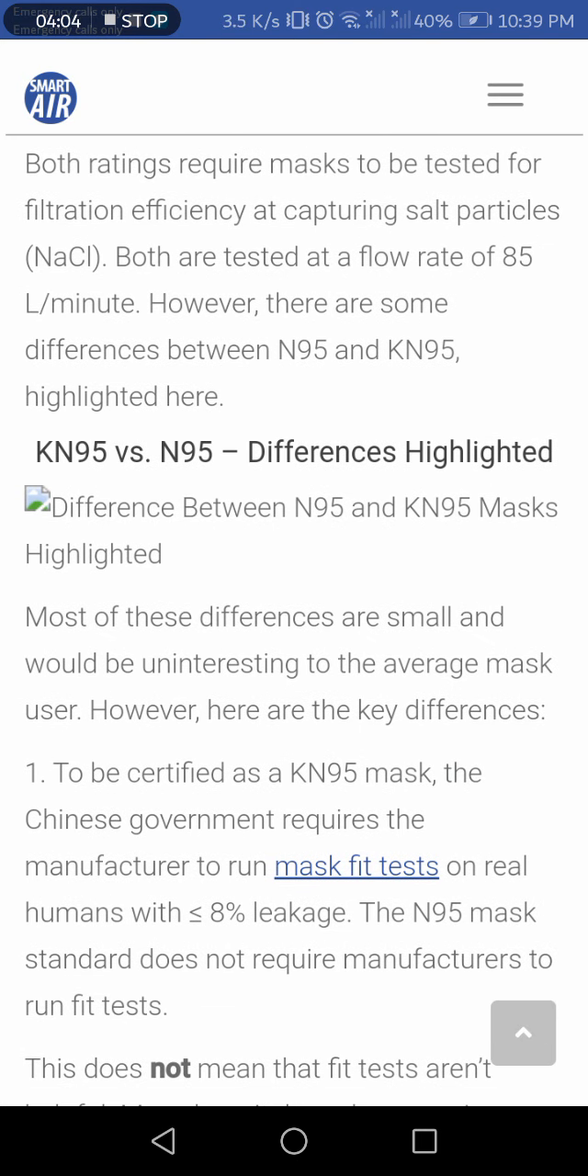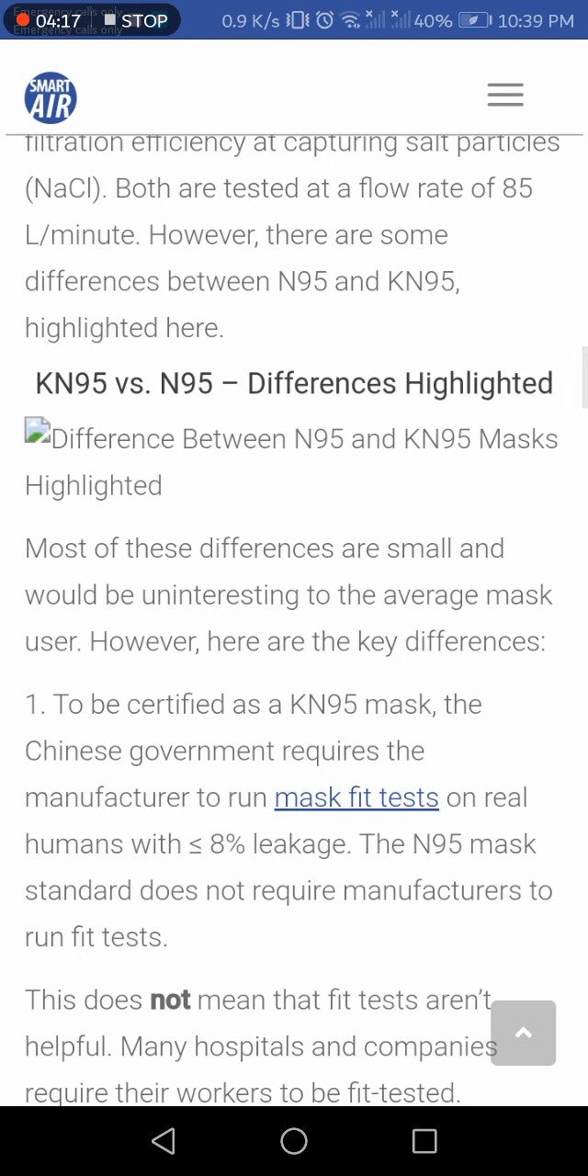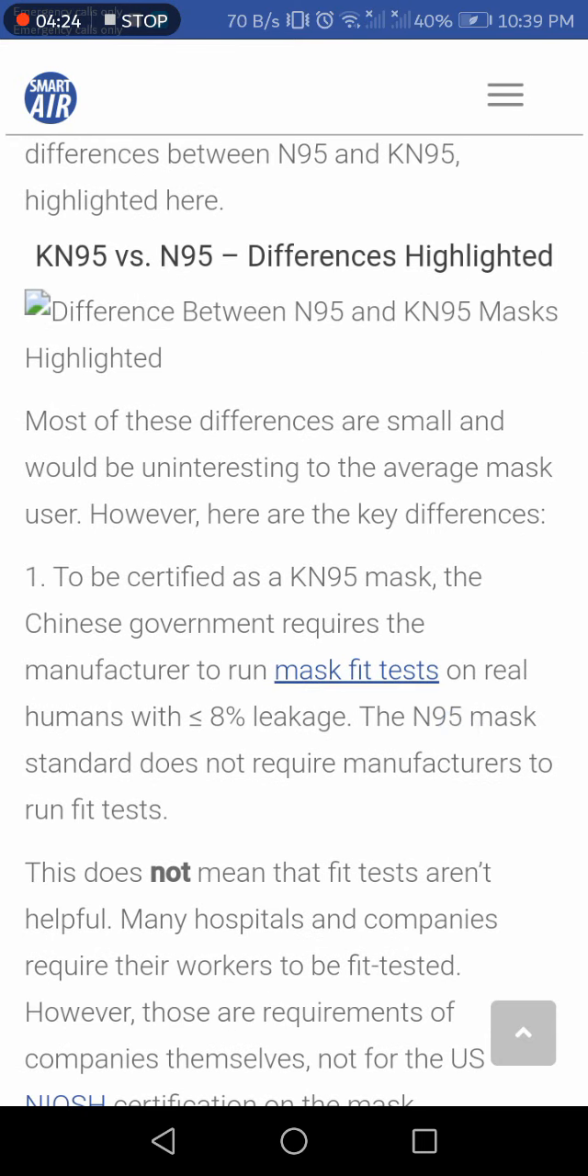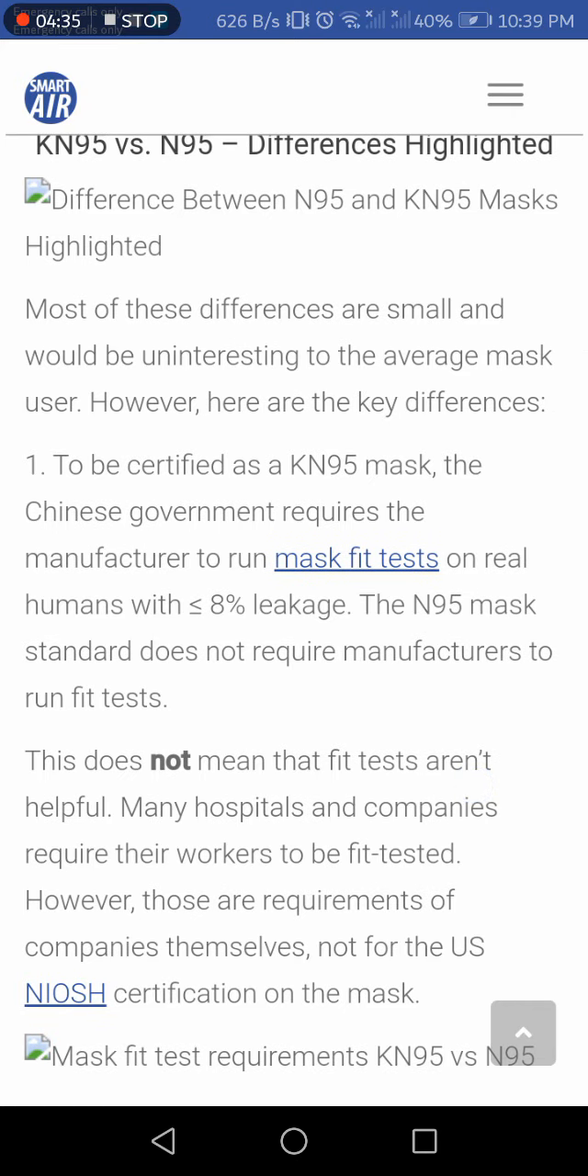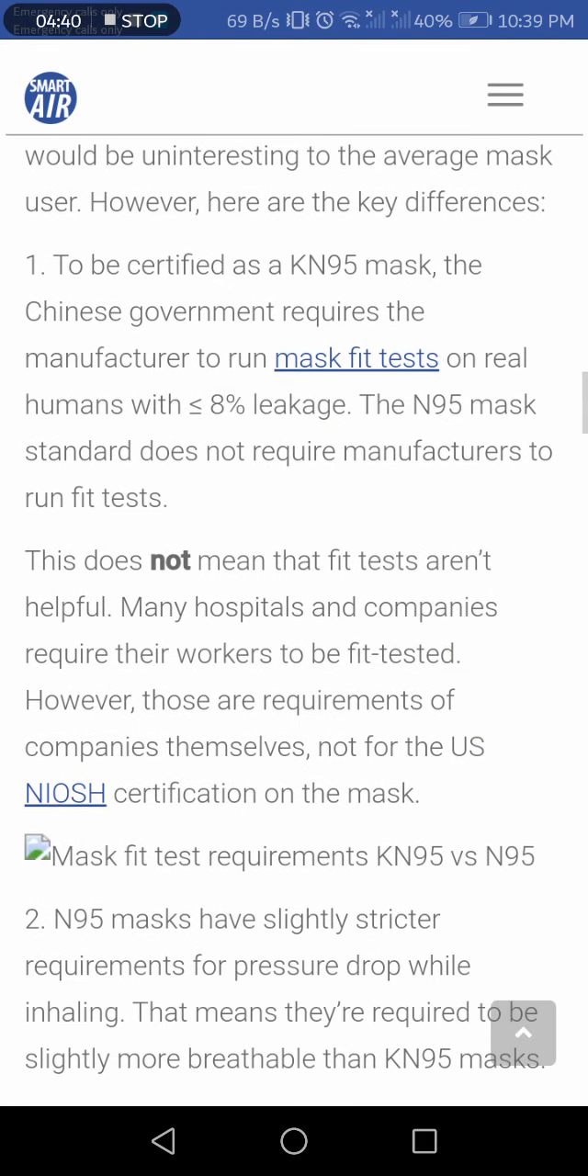Number one, to be certified as a KN95 mask, the Chinese government requires the manufacturer to run mask fit tests on real humans with less than or equal to 8% leakage. The N95 mask standard does not require manufacturers to run fit tests. This does not mean that fit tests are not helpful. Many hospitals and companies require their workers to be fit tested. However, those are requirements of companies themselves, not for the US NIOSH certification on the mask.